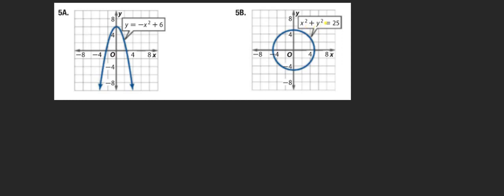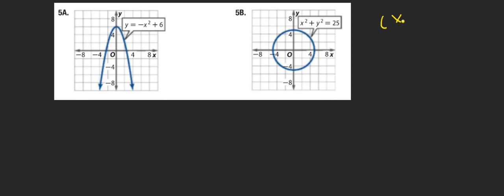x squared plus y squared equals 25 is a circle with a radius of 5 and center at the origin, (0, 0). Now, this graph looks like it is symmetric with respect to the y-axis, x-axis, and also symmetric with respect to the origin. So it qualifies for all three of them. But let's check. First, symmetry with respect to the y-axis.